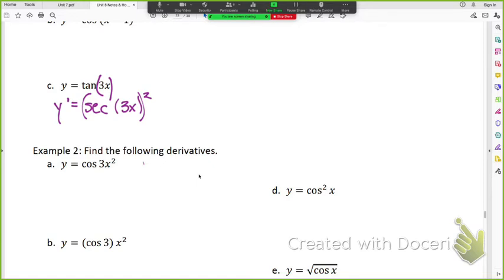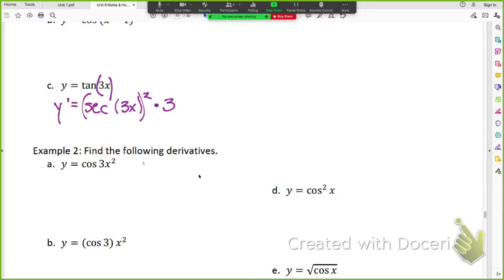Okay? Then you multiply by the derivative of the inside function. The derivative of the inside function is just what? 3. So you can write it as secant squared if you want. If that doesn't confuse you, you can write it as the entire secant all squared. That's okay, as long as you use parentheses. All right.